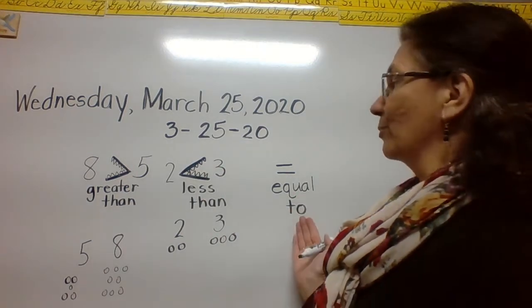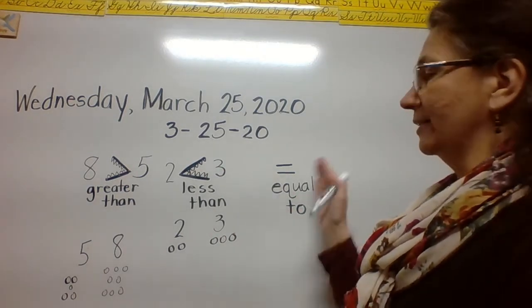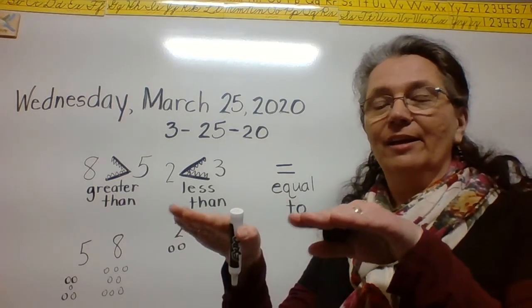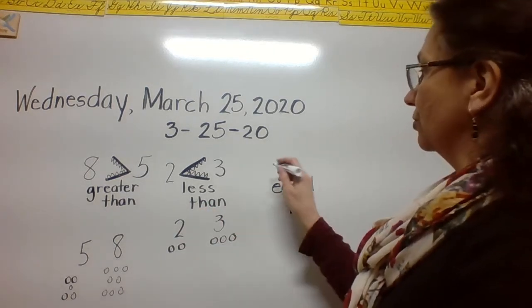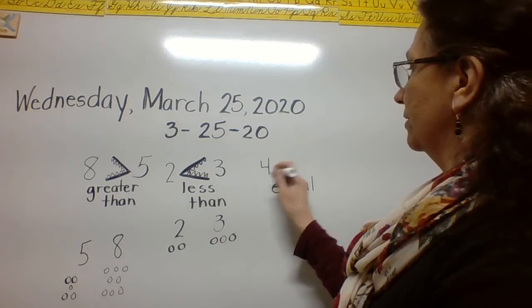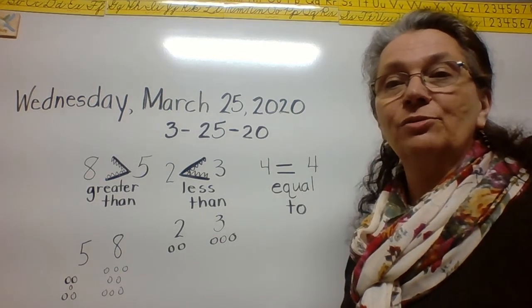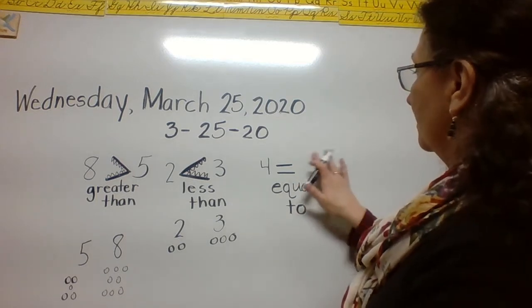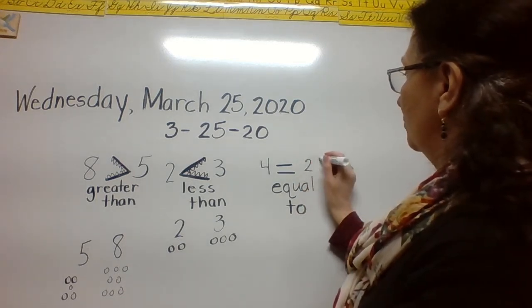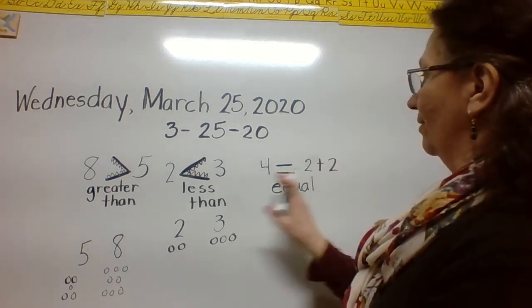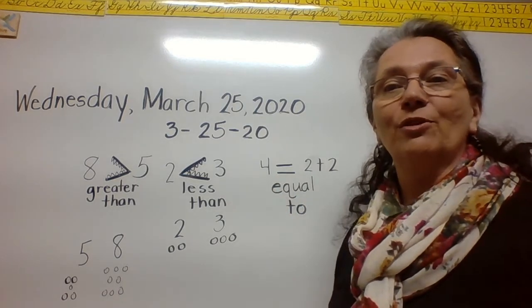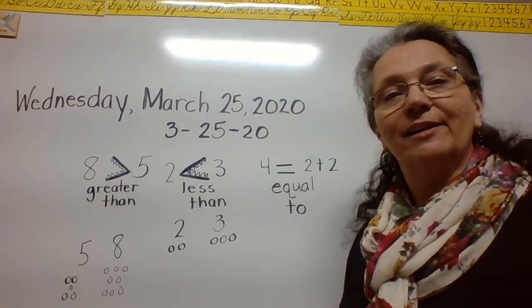Okay? And remember, with equal to, it means that both sides are the same, just like in a balance scale. They are equal to one another. So you could have numbers like 4 equals 4, or we use the equal sign in equations a lot too, don't we? 4 equals 2 plus 2. Both sides are equal. It's just a different way of representing that number.